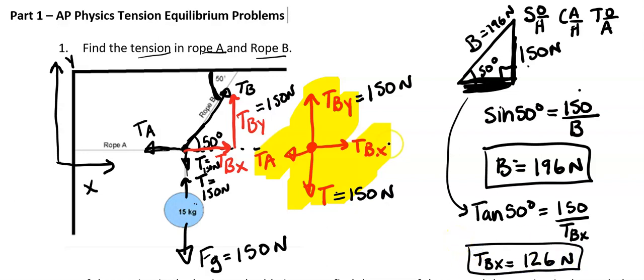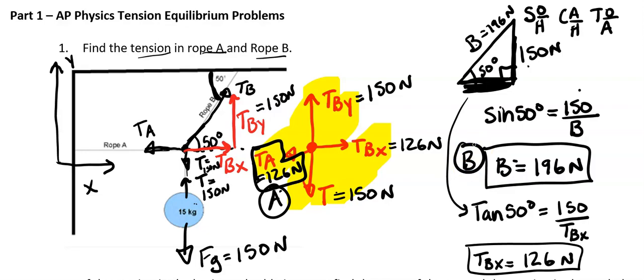Let me put that on my picture. TBX I know is 126 newtons. If TBX is 126 newtons, and this thing is not moving side to side, then tension A has to be the same thing, which is 126 newtons. So for rope A, the tension is 126 newtons, and for B, the tension is 196 newtons.